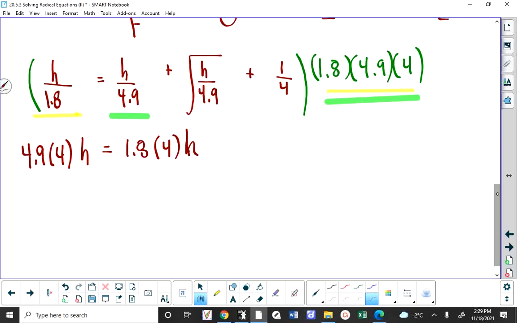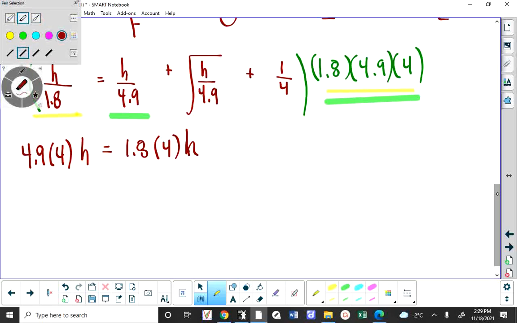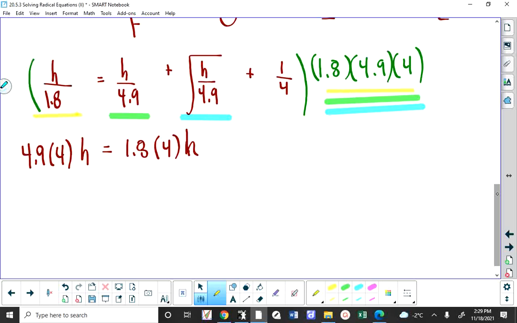When we multiply, I don't know how I ever taught without a highlighter, this by these three things, nothing cancels. We're not going to worry about this 4.9 under the square root. That's under the square root. That is not a coefficient that we can cancel with the other 4.9. So I have left here plus 1.8 times 4.9 times 4 times that square root.